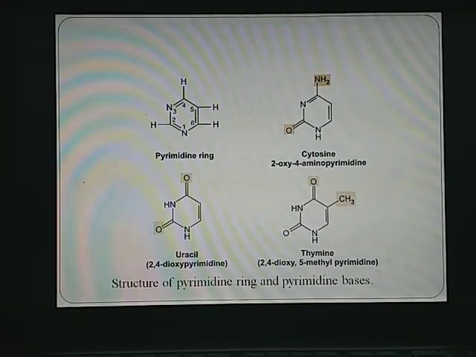A pyrimidine ring is an aromatic ring which has 6 members, and the numbering starts from N1. Cytosine can be chemically called 2-oxy-4-aminopyrimidine, uracil can be called 2,4-dioxypyrimidine, and thymine can be called 2,4-dioxy-5-methylpyrimidine.